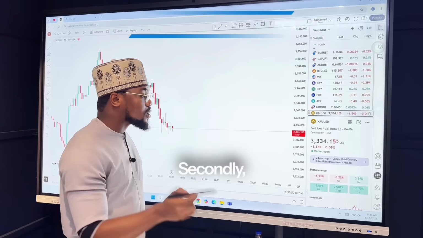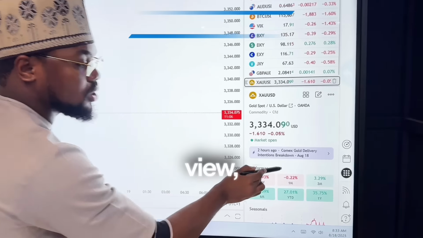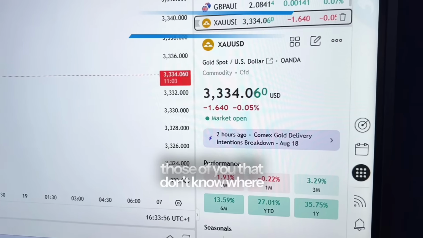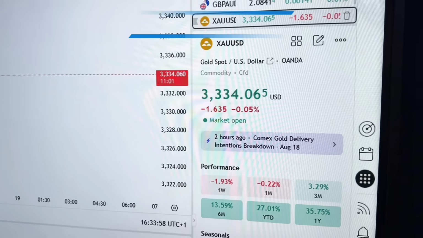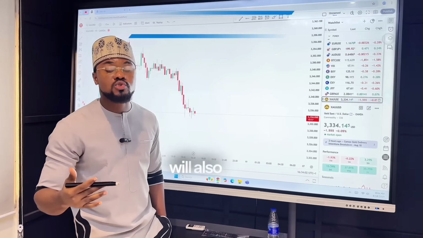All right. Secondly, you always want to pay attention to information that you see here on your TradingView, especially for those of you that don't know where to get fundamental news data from. You always want to pay attention to where? To information you see here on your TradingView, because they'll also help you.